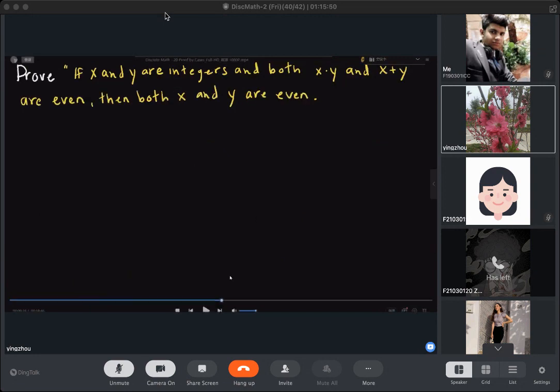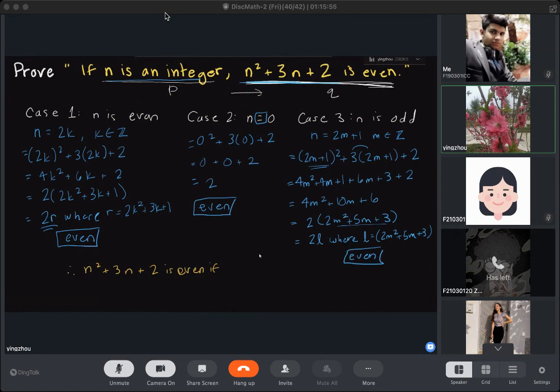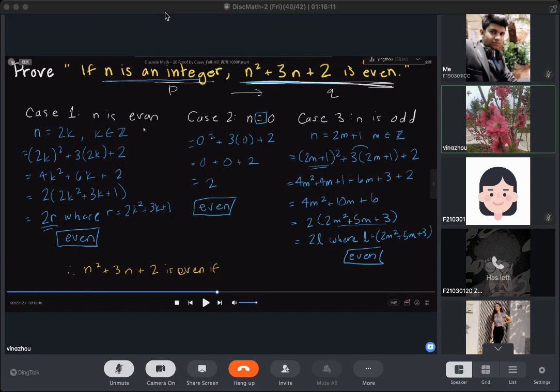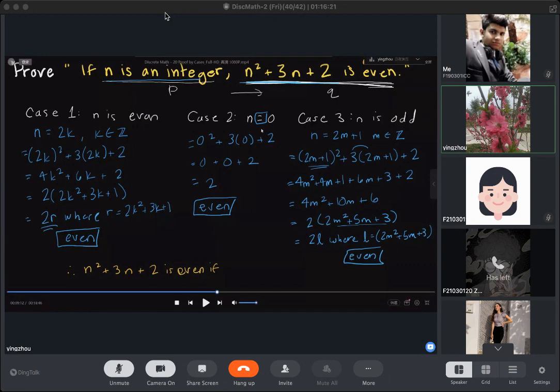So here we should make some complement. Sometimes we make this number zero belong to the even numbers, because it's also equal to 2 times k, and this k is equal to 0. So we can say 0 also belongs to case 1.